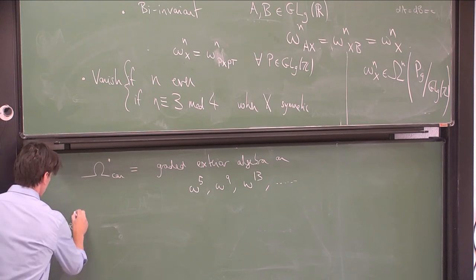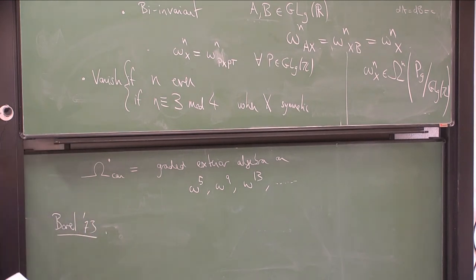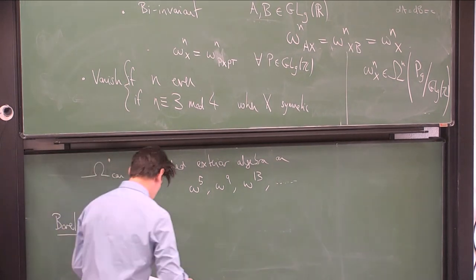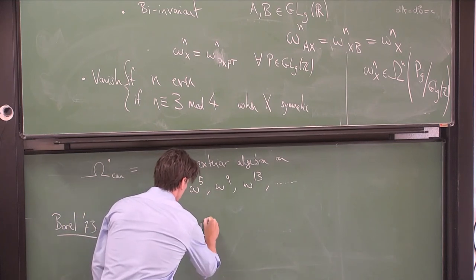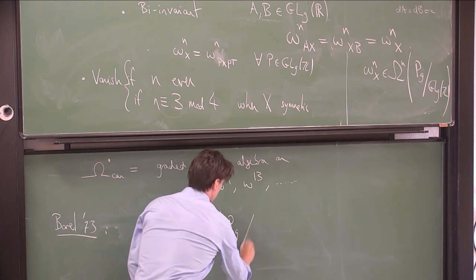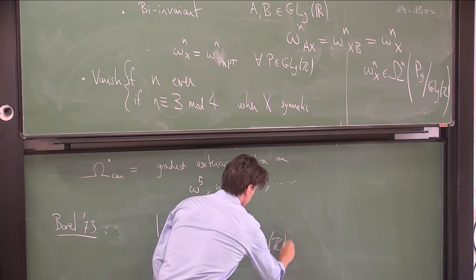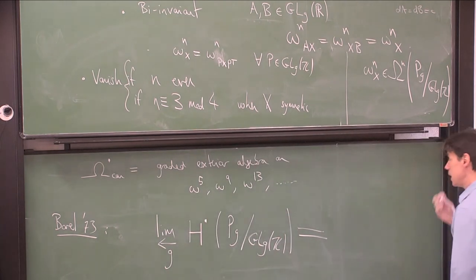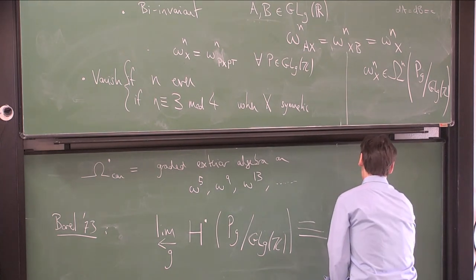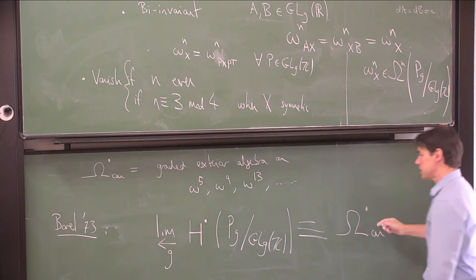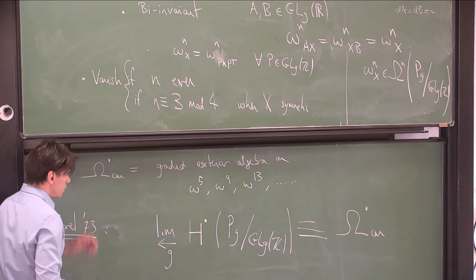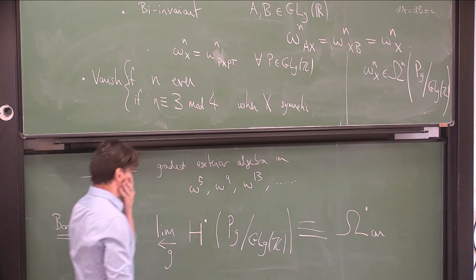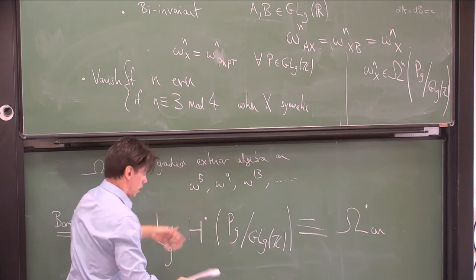And an extremely famous result in 1973 by Borel, which I think is one of the most important results in the theory of motives, is that if you take the stable cohomology of the symmetric space, modulo the action of GL_n(Z), it is exactly this graded exterior algebra of canonical forms. It says that if you're interested in the stable cohomology, this is the only way you can write down cohomology classes.